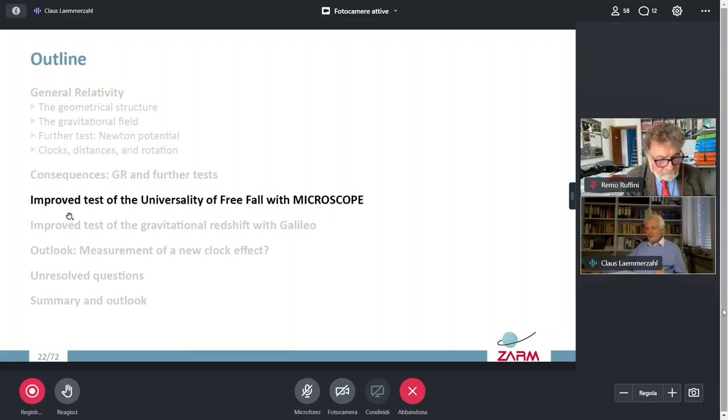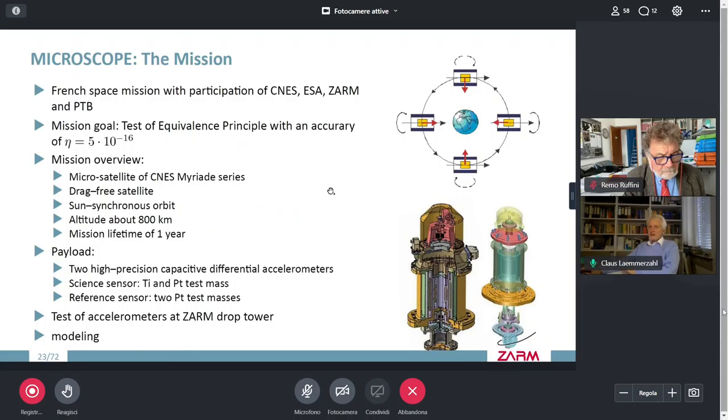Now I come to two experiments of which we are a partner. This is the MICROSCOPE experiment regarding the universality of free fall, and the use of the Galileo satellites and the corresponding test of the gravitational redshift. The MICROSCOPE mission is under the lead of France, but with contributions from ESA and Germany, the DLR and the Physikalisch-Technische Bundesanstalt. The mission goal is to test the equivalence principle at the order of 10 to minus 15, that is two orders of magnitude improvement over lab experiments.